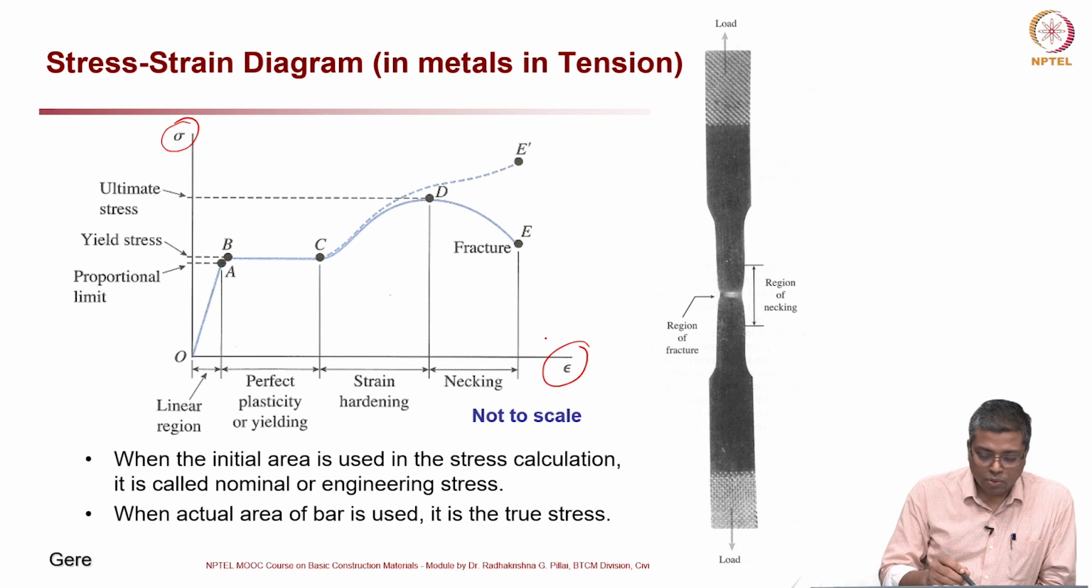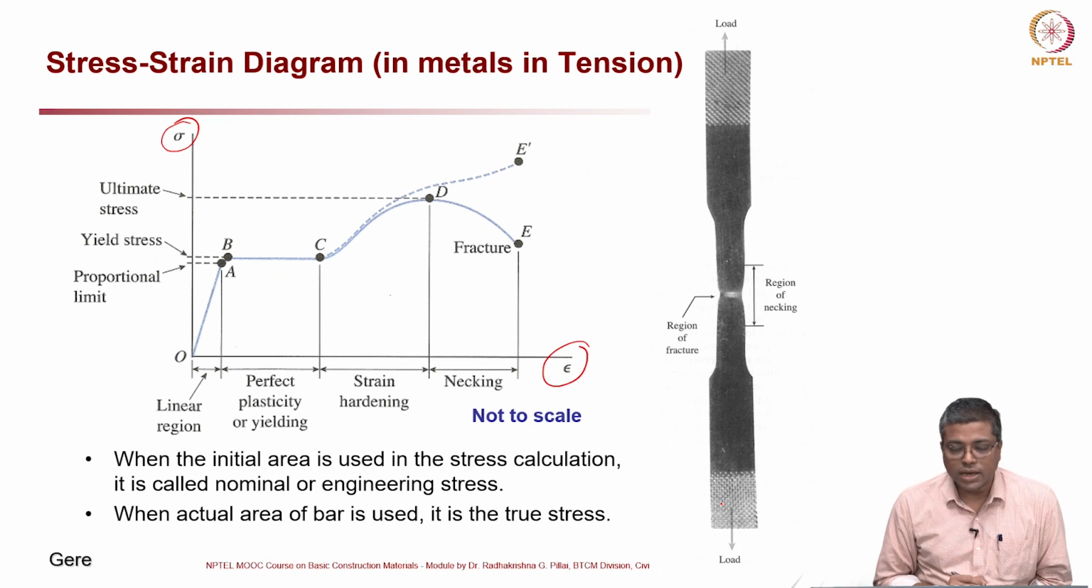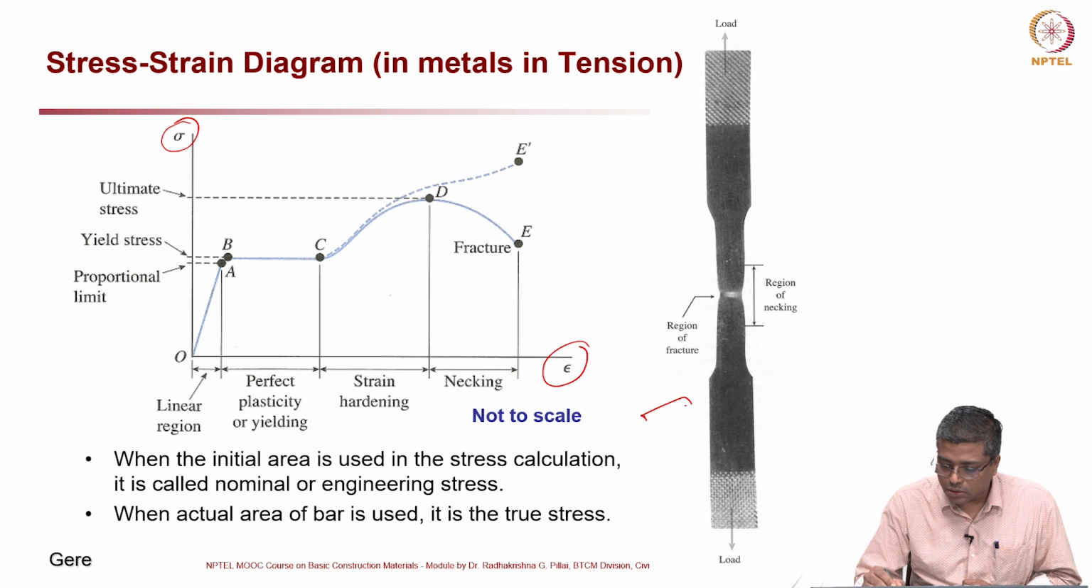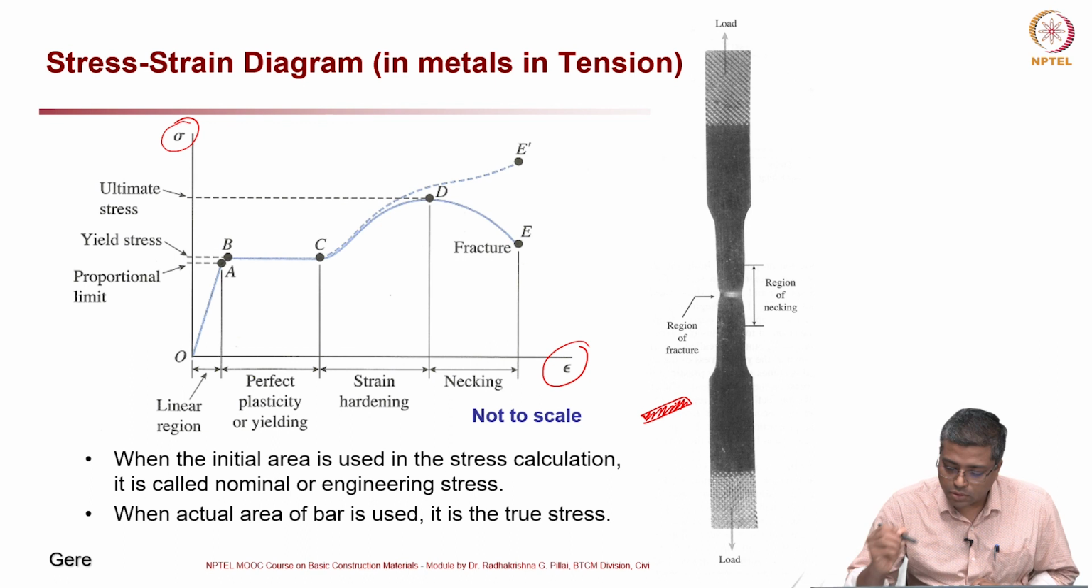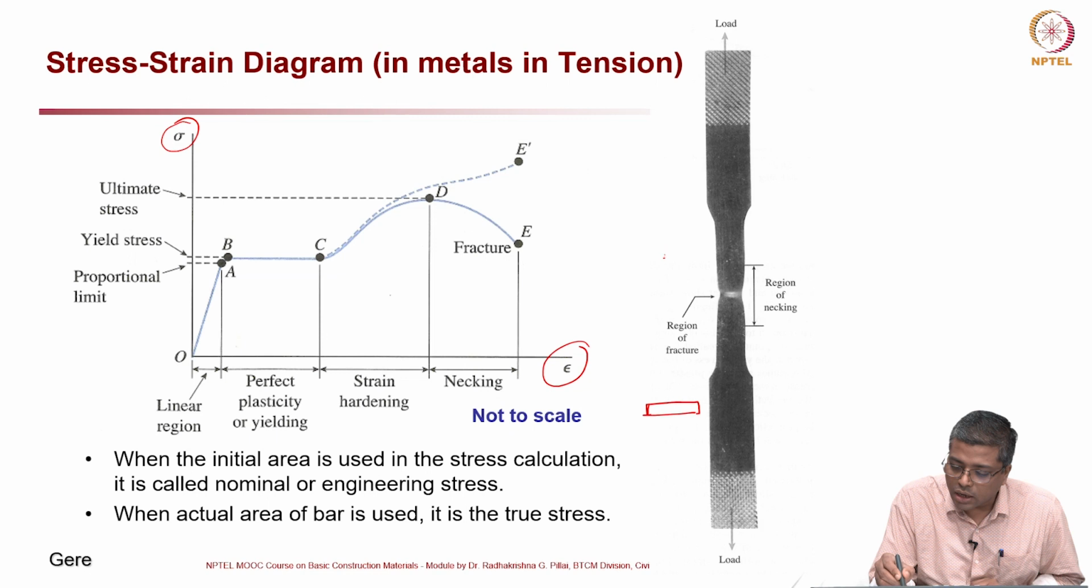Assume that this specimen on the right side is a steel specimen; we usually call it a coupon specimen. It is a flat piece, and the cross section would be something like this, or you can take a circular one, whatever it is. Typically it is a flat coupon specimen. Here the cross section area is like this, and here it is a much thinner cross section area, so the necking is happening there.